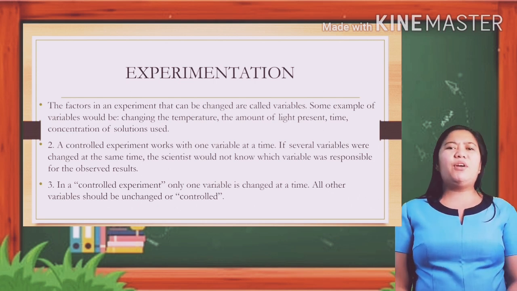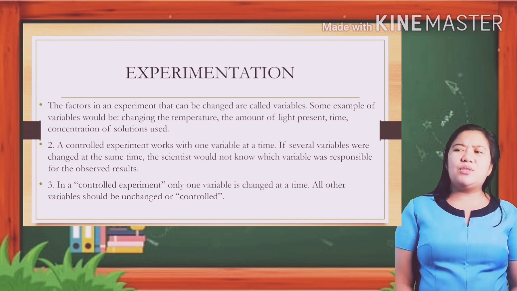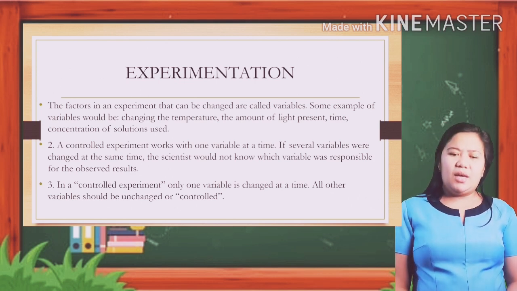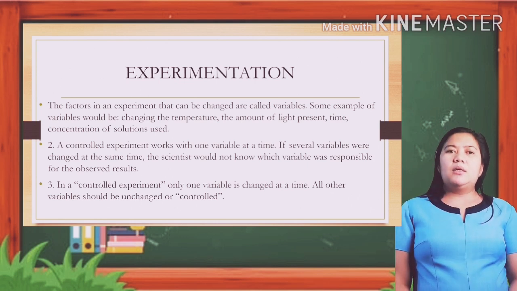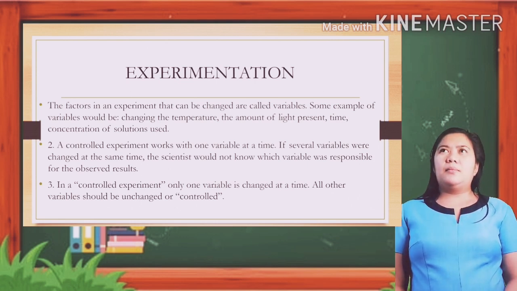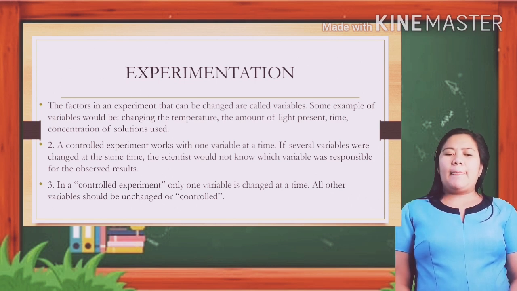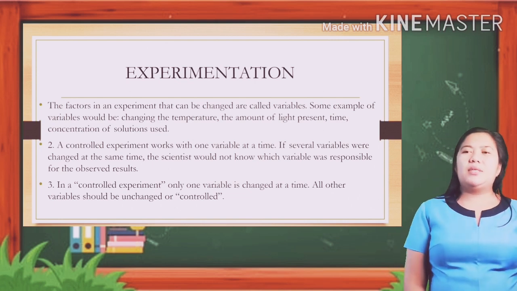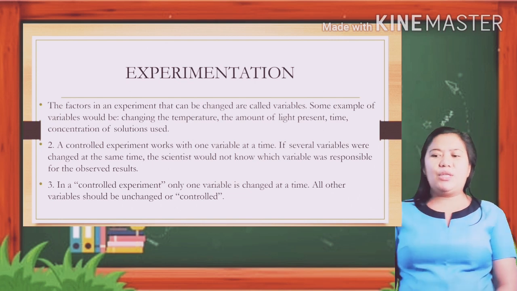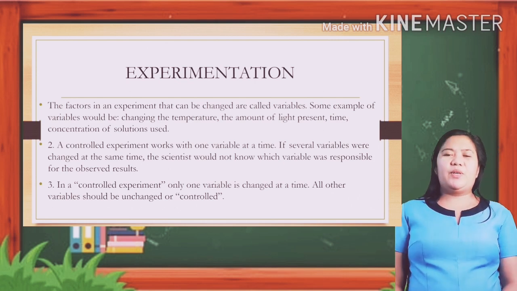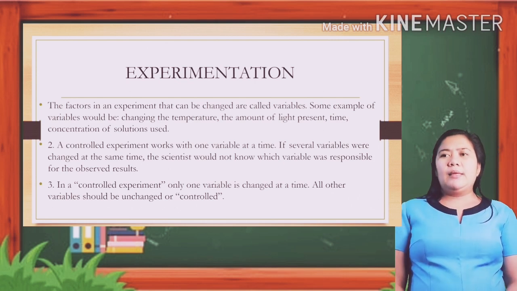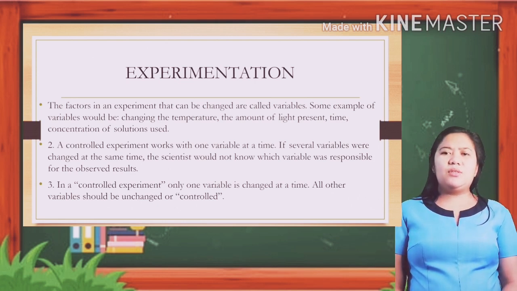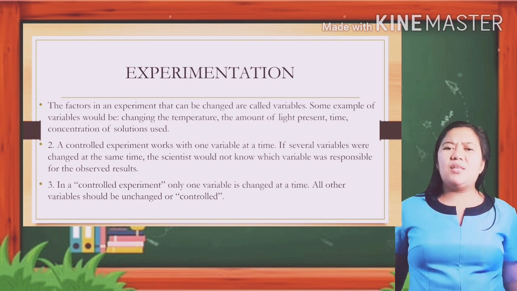All other variables should be unchanged or controlled, because it's very hard if you have a lot of variables to consider in a particular topic. So for example, what is the cause of death of a plant in a hydroponic setup? It's very broad because there are a lot of factors that you need to consider in a hydroponic setup. Firstly, the solution of the water, the concentration of the water versus the nutrients that you need to inject with the water. So there are a lot of things to consider.